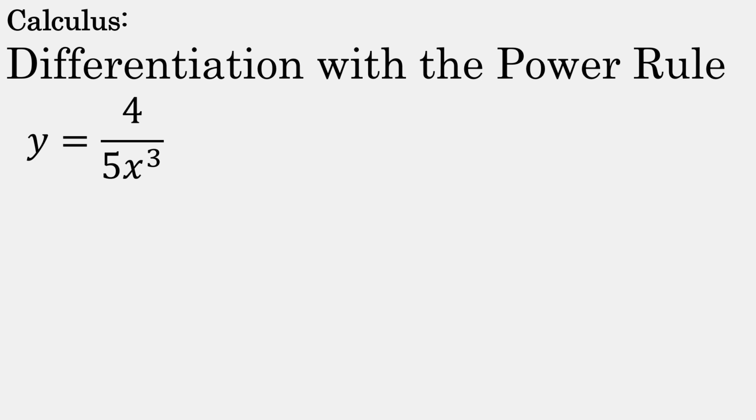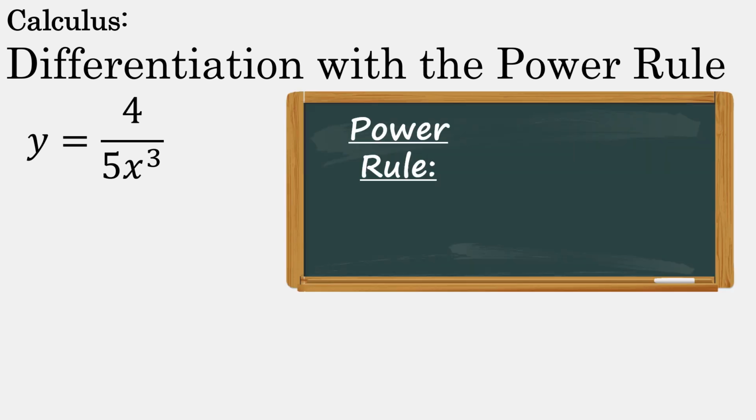You can find the derivative of y equals 4 over 5x to the third using only the power rule. The power rule is one of the most basic differentiation rules in calculus, and it states that if y equals x to the n, the derivative of y with respect to x is n, the original exponent, times x to the power of n minus 1. Decrease the power by 1.